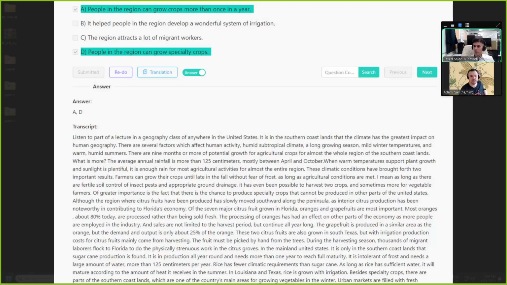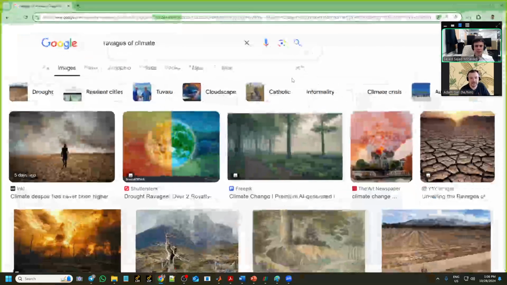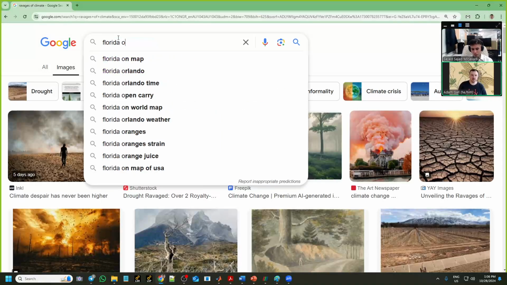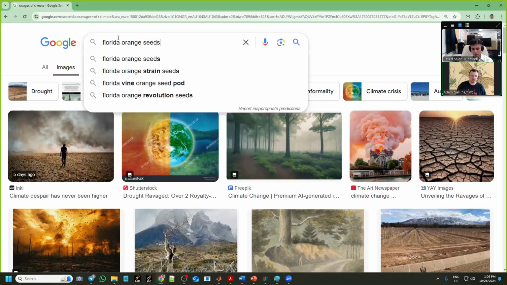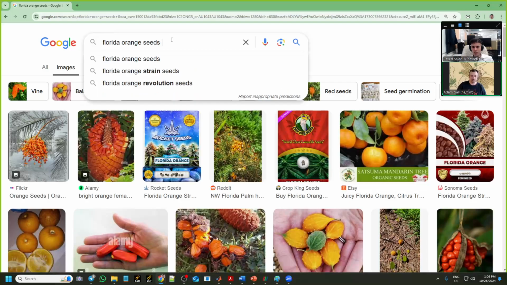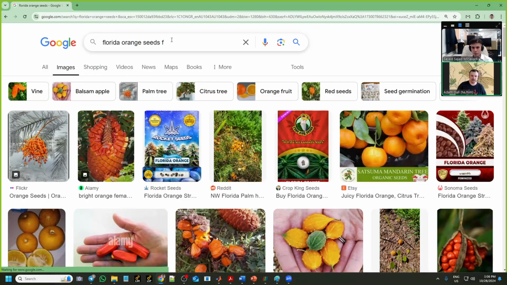Are you sure? I haven't. Can I search it again? In Florida, oranges just grow. They also do need to farm them to get the ones they want, but they grow very easily.